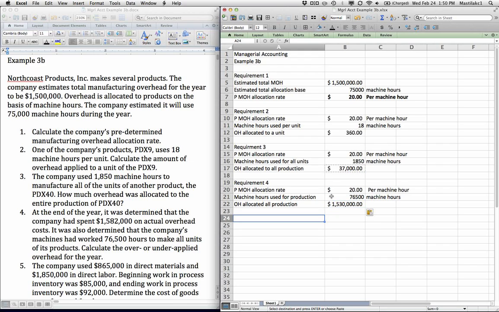But that's not the same amount that we actually spent. So during the year we spent a different amount of overhead, which in this case we're told is $1,582,000. And what we need to compare is the amount of overhead that's been allocated to production and entered into our work in process accounts against the amount of overhead that we've spent during the year. And it turns out that we've allocated less overhead cost than we have actually spent.